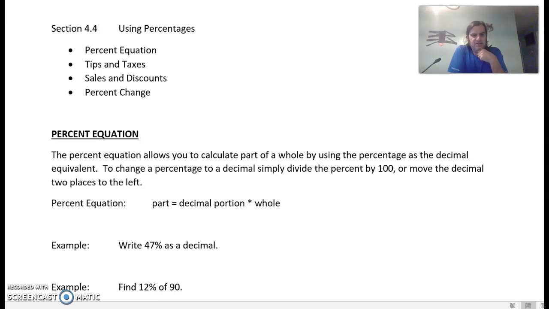Hey, it's Mr. Allred, and we're talking about using percents. The topics we'll see here are the percent equation, which is a variation of the proportion equation. And we'll learn how to use percents as far as calculating tips and taxes, sales and discounts, and probably in a following video, based on time, we'll get to percent change.